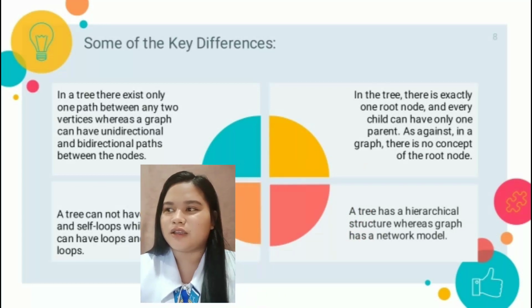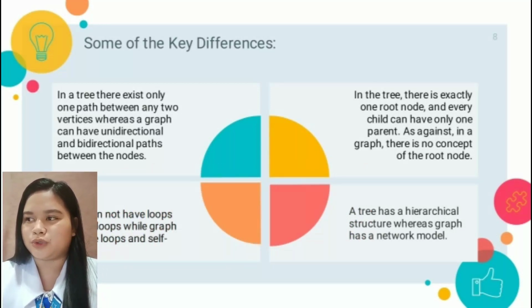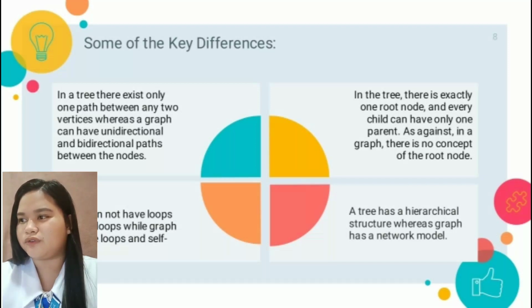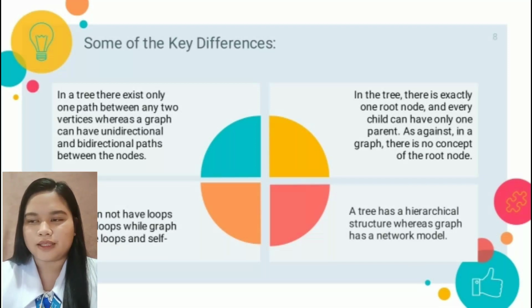In a tree, there is exactly one root node, and every child can have only one parent. As against, in a graph, there is no concept of the root node. A tree has a hierarchical structure, whereas a graph has a network model.